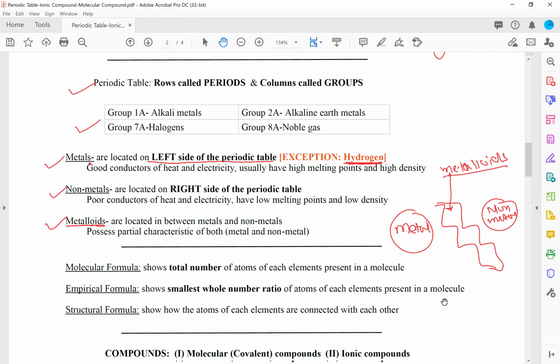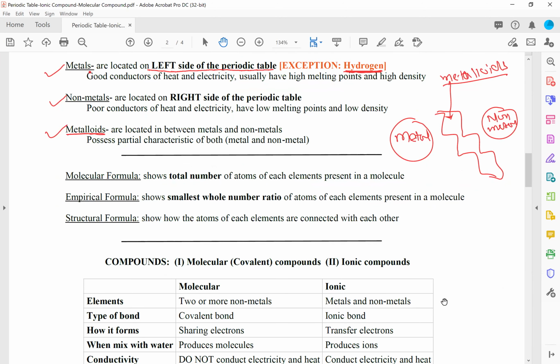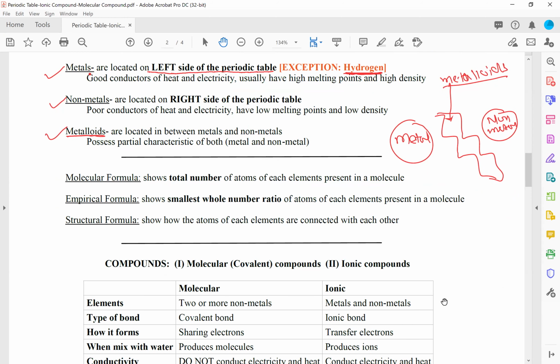Now we are briefly going to talk about what molecular formula, empirical formula, and structural formula are, and then we are going to talk about the different compounds that I was talking about. As we know, H2O is the chemical formula of water. This is how we can represent a water molecule. When we talk about this kind of formula, if you want to be more specific, we can call it a molecular formula.